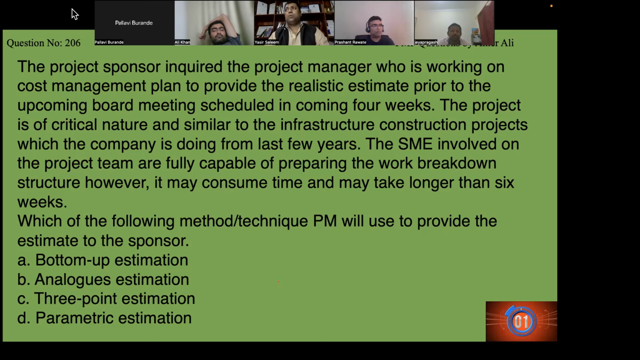G, which method or technique will the PM use to provide the estimate? Now, these estimation techniques are there. We need to look into that. We need to know which is the most effective, which is the least effective, and how we do that.